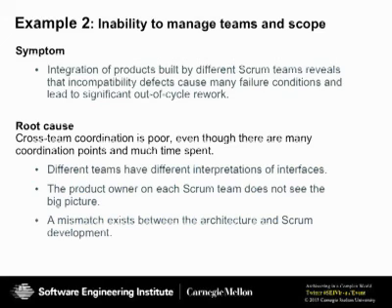The second example comes from the scale dimension, the inability to manage teams, and again, scope. In this case, the issue was the integration of the products. What happened is there were multiple teams focusing on development, yet once the systems started coming together, they recognized that they weren't able to coordinate well. Hence, the different teams had different interpretations of the interfaces, and the product owner on each Scrum team did not necessarily see the same big picture.